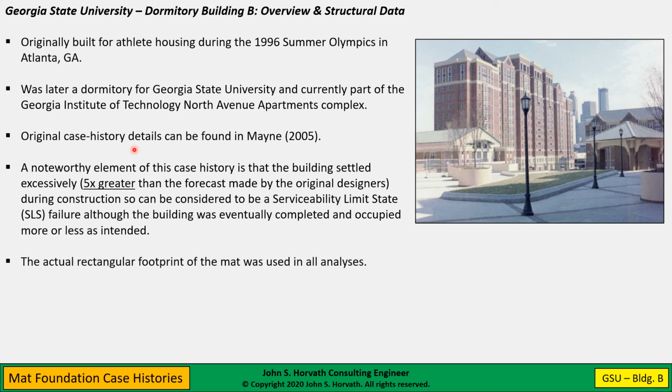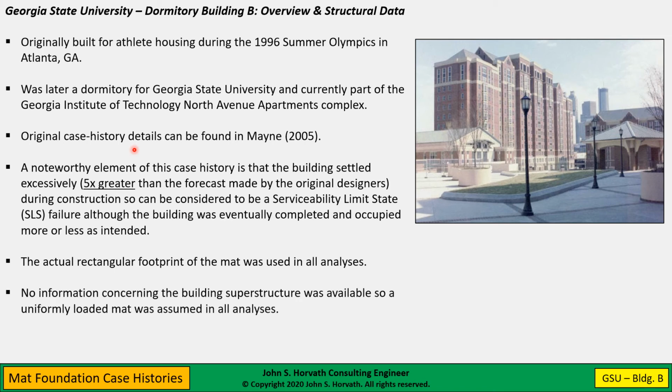The actual building footprint, as I said, it was rectangular, was used in all analyses. There was no information about the building superstructure, so in all cases, everybody assumed, everybody meaning Paul Mayne in his original paper, as well as in the analyses that I performed, assumed a uniformly loaded mat. Mayne assumed the mat was perfectly flexible, as you'll see in the analyses that I performed with Reissner-Hybrid. We did look at mat stiffness a bit.